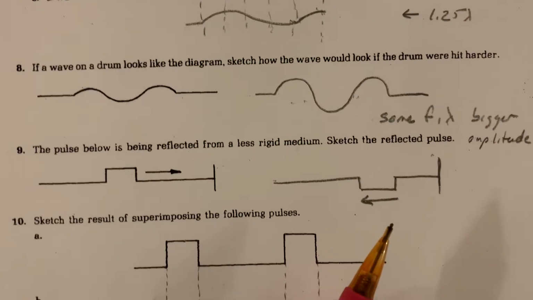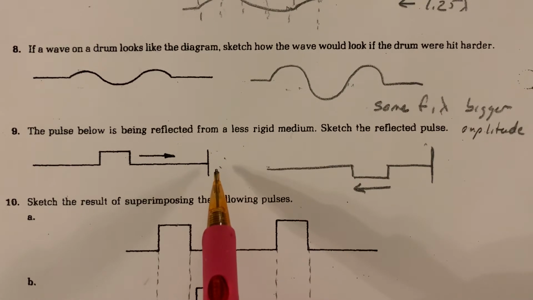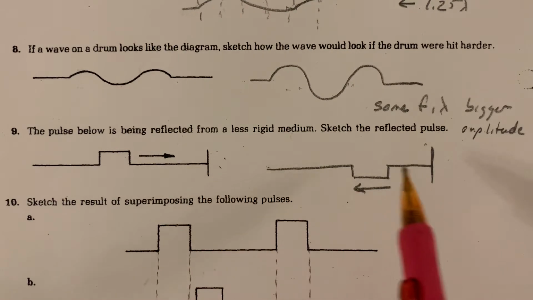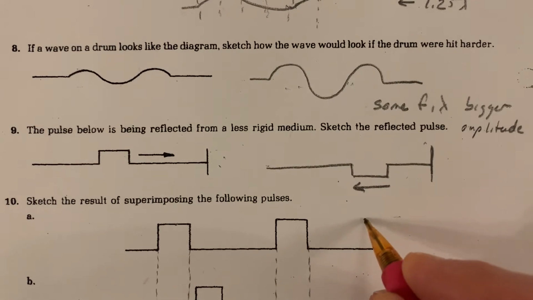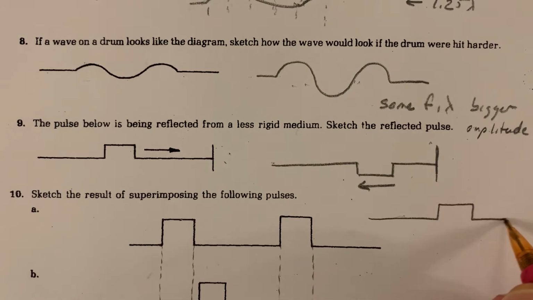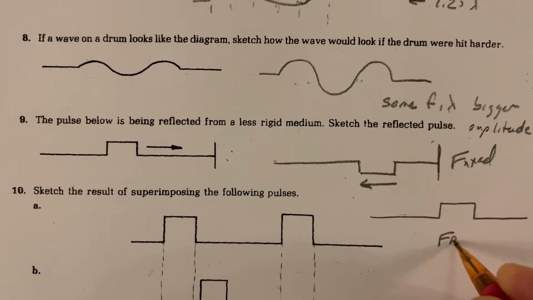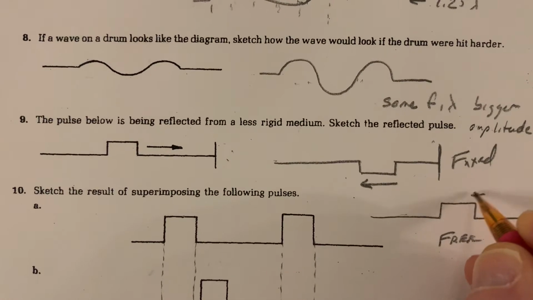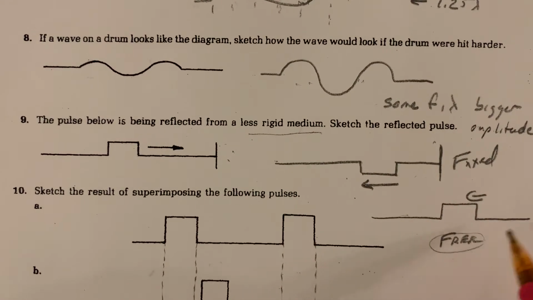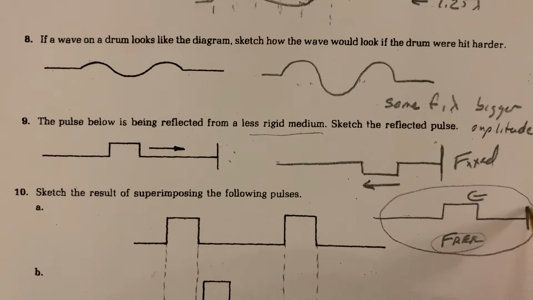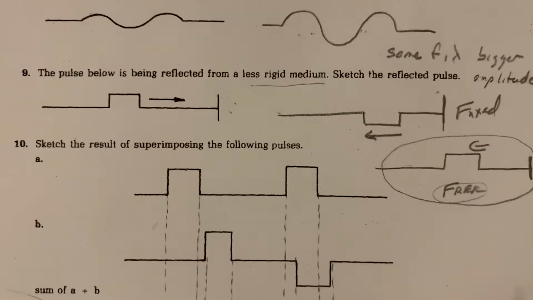Now, if a pulse hits a fixed end, the pulse is going to flip over on the other side. If it hits a free end, it's going to come back on the same side. If it's a less rigid medium, it acts like a free end and it's going to come back like this on the same side. Now, the next thing we talk about is superposition.